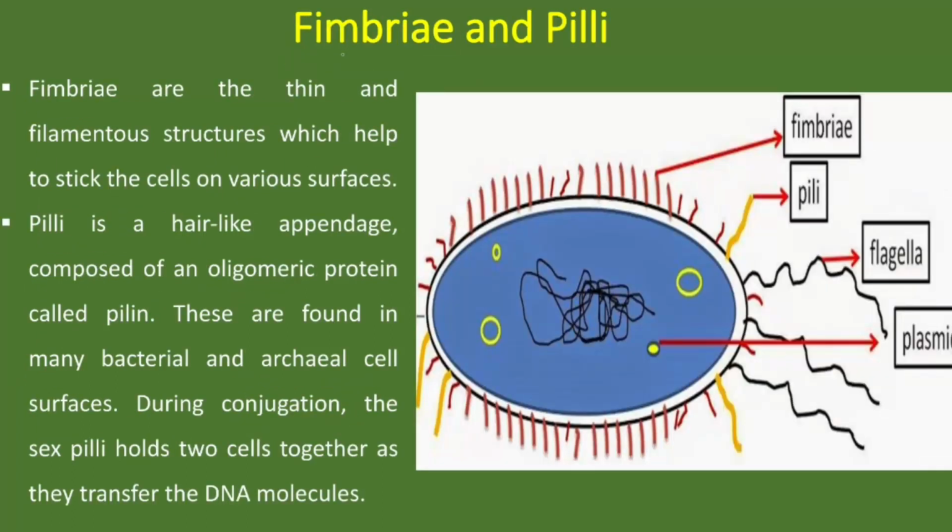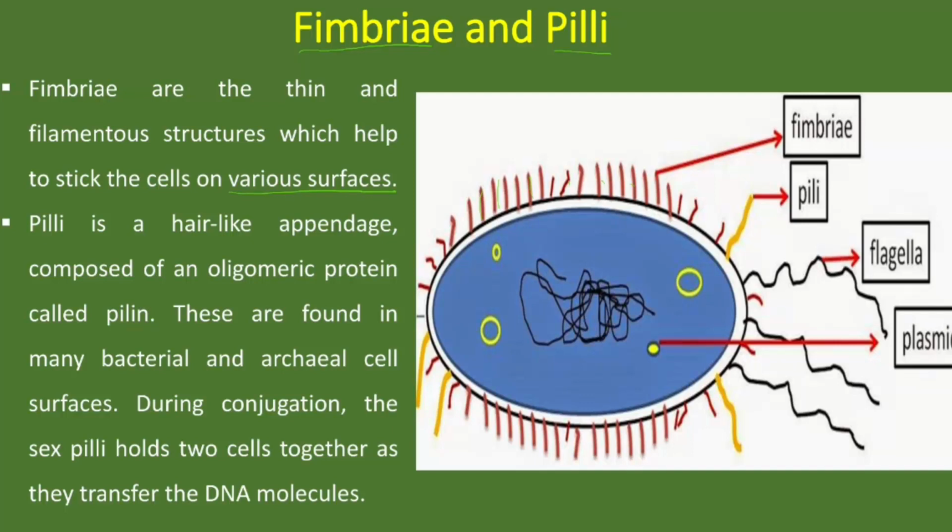Fine. Next structure we will see in a prokaryotic cell is the fimbriae and the pili. Fimbriae are thin and filamentous structures which help to stick the cell on various surfaces. So these red structures you can see here are known as fimbriae, and the basic function of fimbriae is they help to stick the cells on various surfaces.